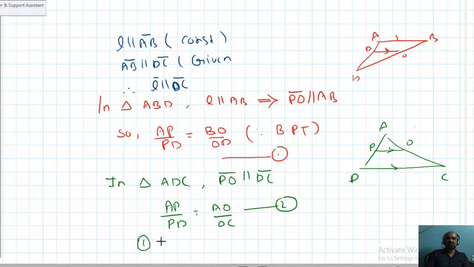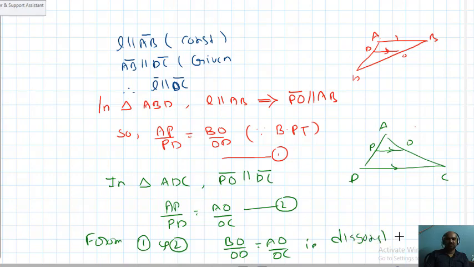Okay, from 1 and 2, LHS parts are equal, no? AP by PD equal to AP by PD. So RHS should be equal, that is BO by OD equal to AO by OC. That is, the meaning of diagonals intersect proportionally: BO by OD equal to AO by OC. That's why diagonals intersect proportionally. Hence proved.